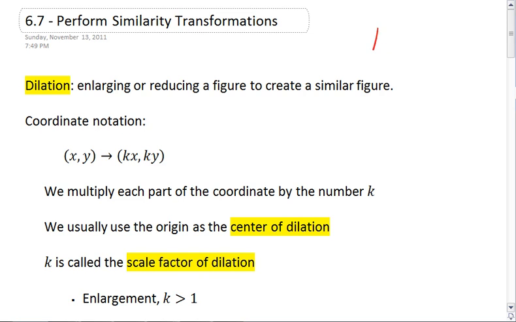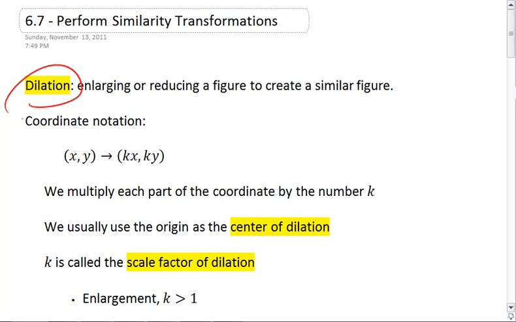A rotation is when we rotate a figure about a point. And a translation is when we slide a figure. What we're going to talk about today, though, is a dilation. A dilation is either enlarging or reducing a figure to create a similar figure.